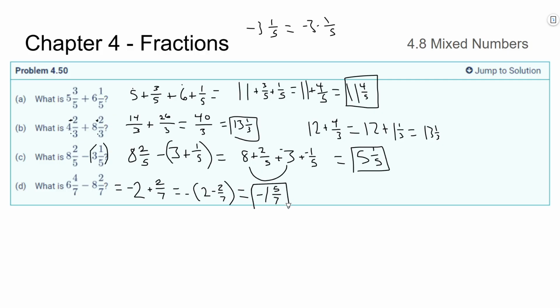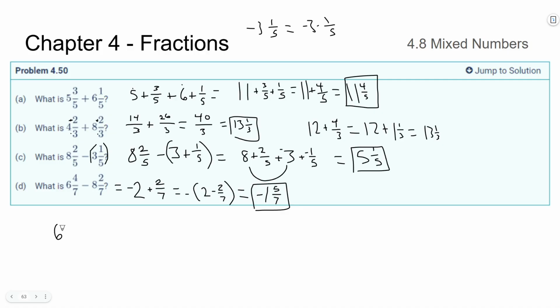So that can be a little bit trickier. So maybe we'll break it down a little bit more for this one. And does it make sense? So if we start at 6 and 4/7 on the number line, and then we're going to take away 8. So we take away 8, we would be down to negative 2 and 4/7. And then we take away another 2/7. I'm not sure that's right.